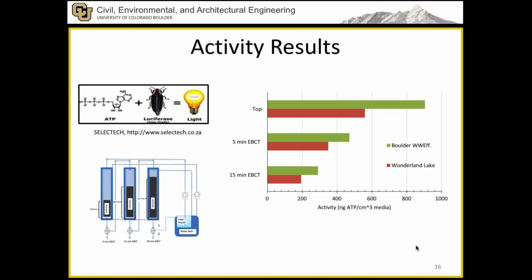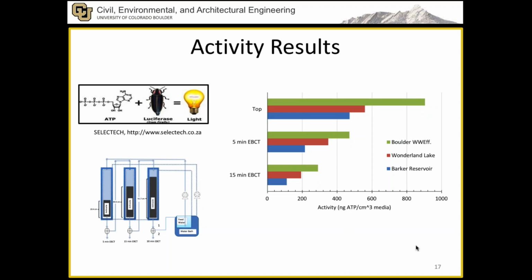Next, we wanted to add on the Wonderland Lake activity. We see that it's less than 600 nanograms of ATP per milliliter of media at the top, and again, it decreases with depth. And then we added Barker Reservoir, and it was a little less than 500 nanograms of ATP per milliliter of media at the top, and again, decreases with depth. So this is the same trend that we saw in the literature studies. It's interesting to note that the Boulder wastewater effluent had the highest activity. So we'll have to see how much removal we get from Boulder.